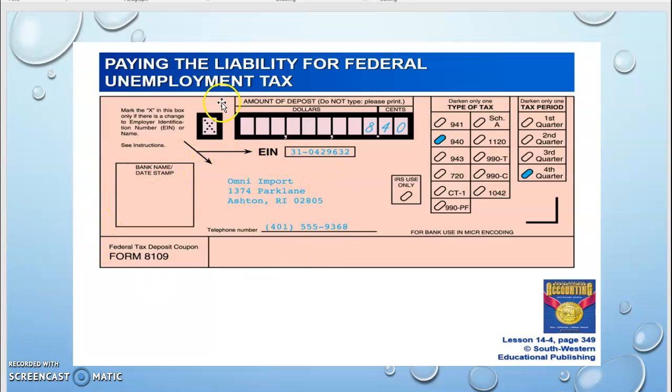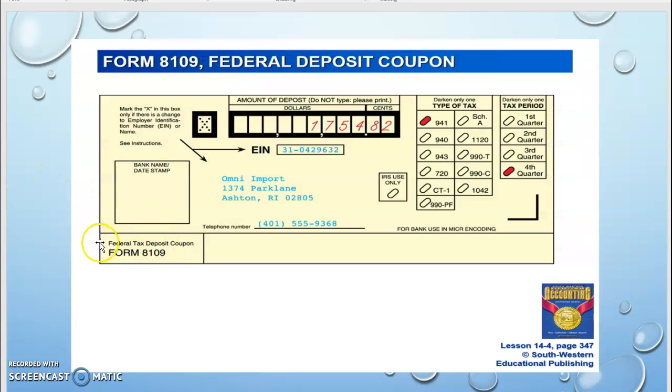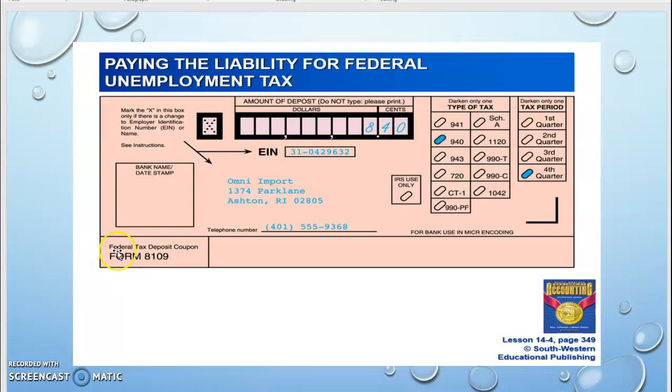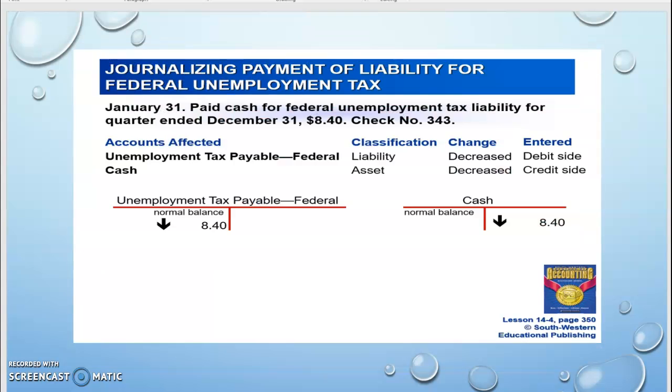Here is what the slip of paper looks like for federal unemployment tax. You can see different, this form was an 8109 federal tax. This one is another federal tax deposit, 8109. The amount of dollars is $8.40, but you can see they coded a different tax here. 940 is unemployment. The 941 from before was federal income tax. And again, it's fourth quarter. These slips, remember, are given to the business, so they have these slips to deposit on a monthly basis.